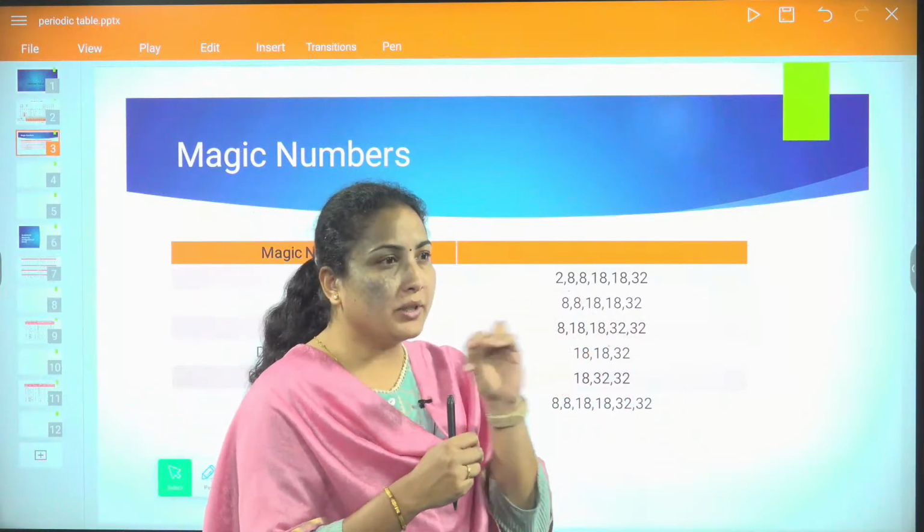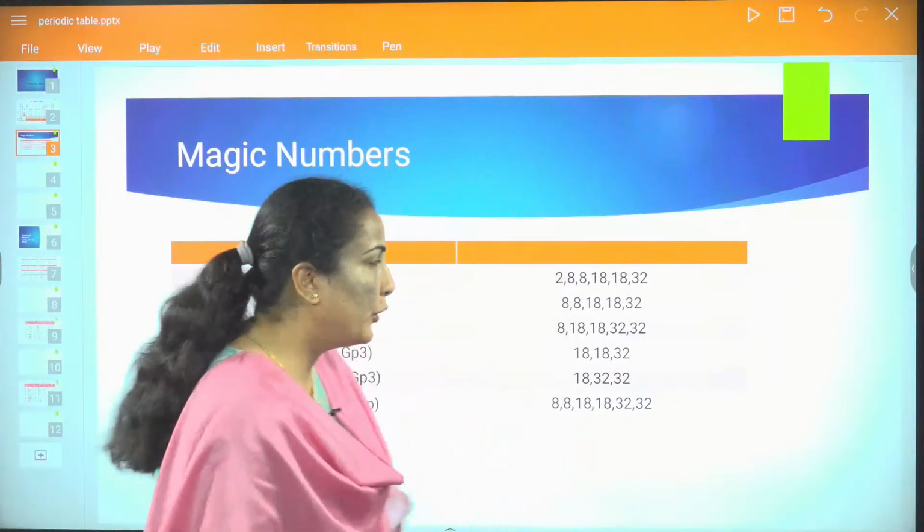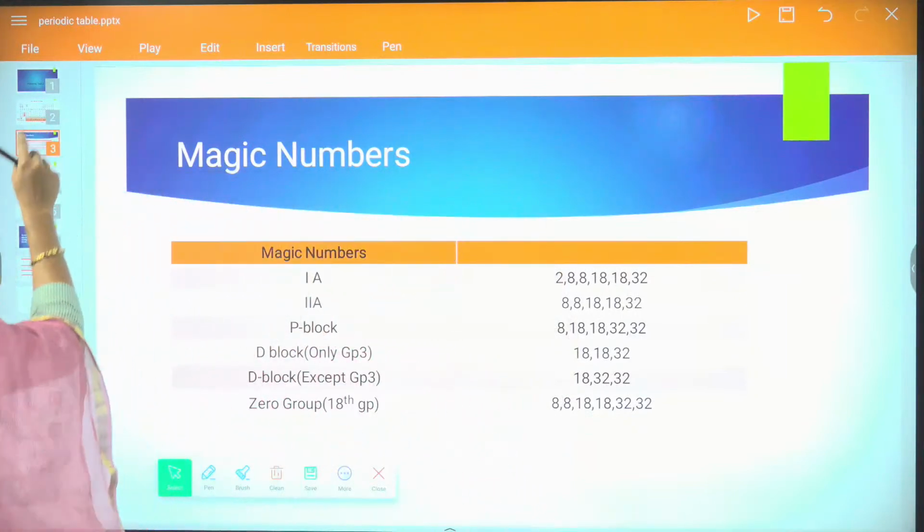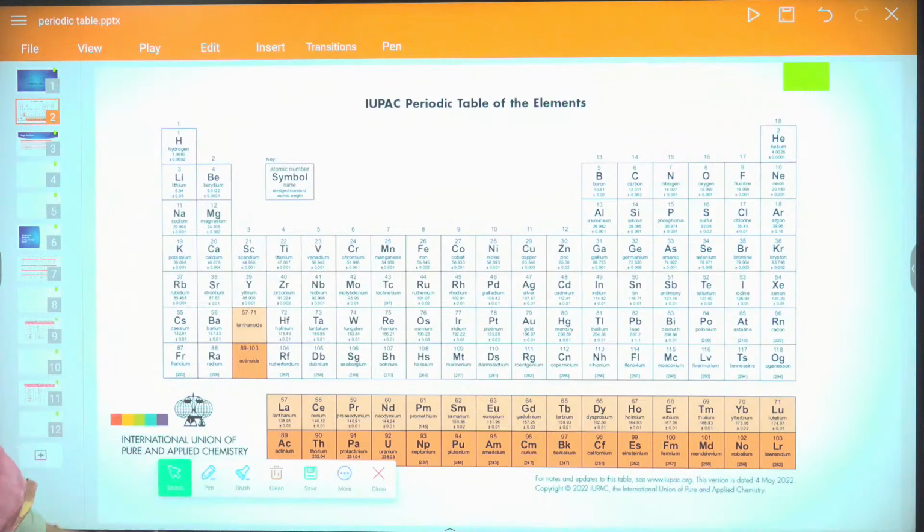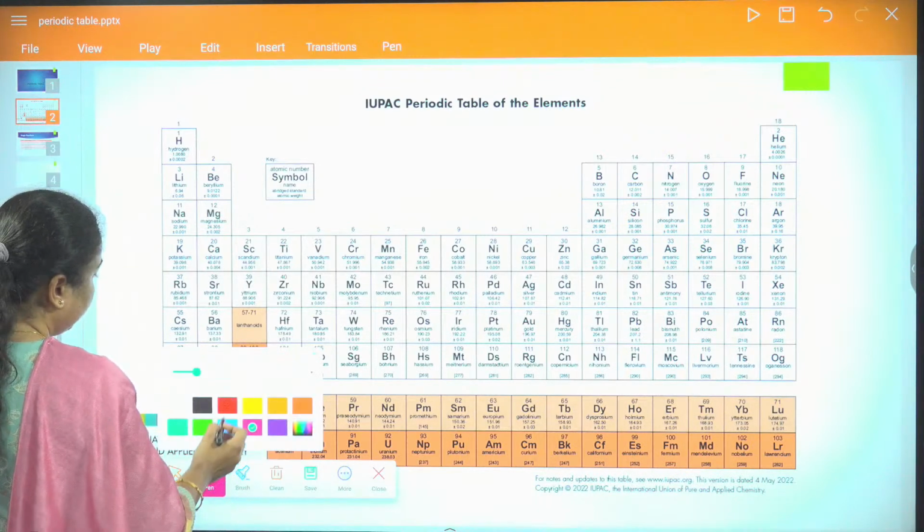2 times 8, 2 times 18, 2 times 32. So you remember like that. Hopefully this is clearly registered in your brain. Now let us go for seeing these things here.